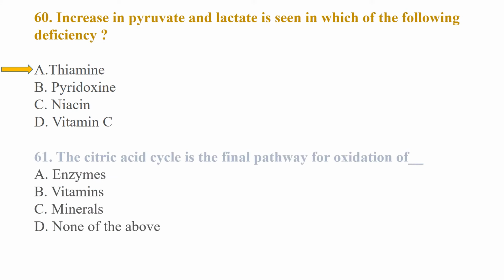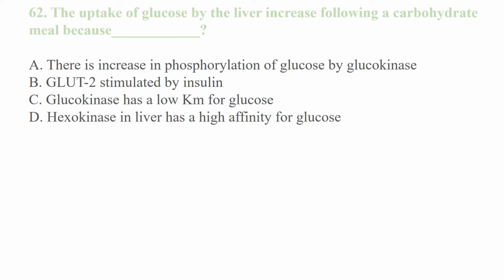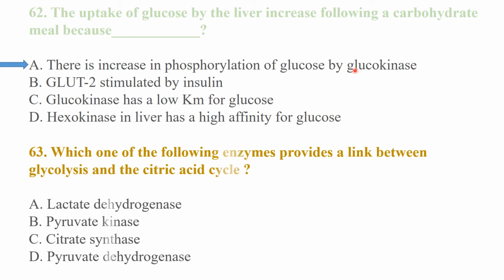The citric acid cycle is the final pathway for oxidation of none of the above. Citric acid cycle is the final pathway for oxidation of acetyl coenzyme A or pyruvate. The uptake of glucose by liver increases following a carbohydrate meal because there is increase in phosphorylation of glucose by glucokinase. Which one of the following enzymes provides a link between glycolysis and the citric acid cycle? It is pyruvate dehydrogenase.